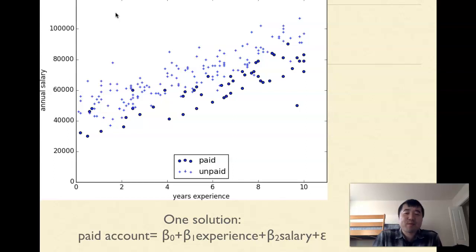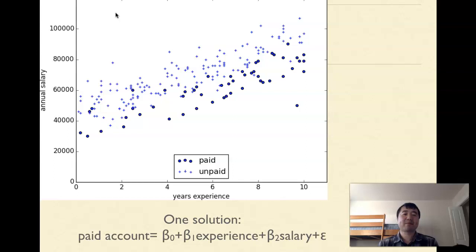Today we're going to learn a new topic called Logistic Regression. So here's the problem we have. We have data about the user's number of years of experience, their annual salary, and we also know whether the account is paid or unpaid. So your job is to build a model to predict whether the account is paid or unpaid based on the experience and annual salary.